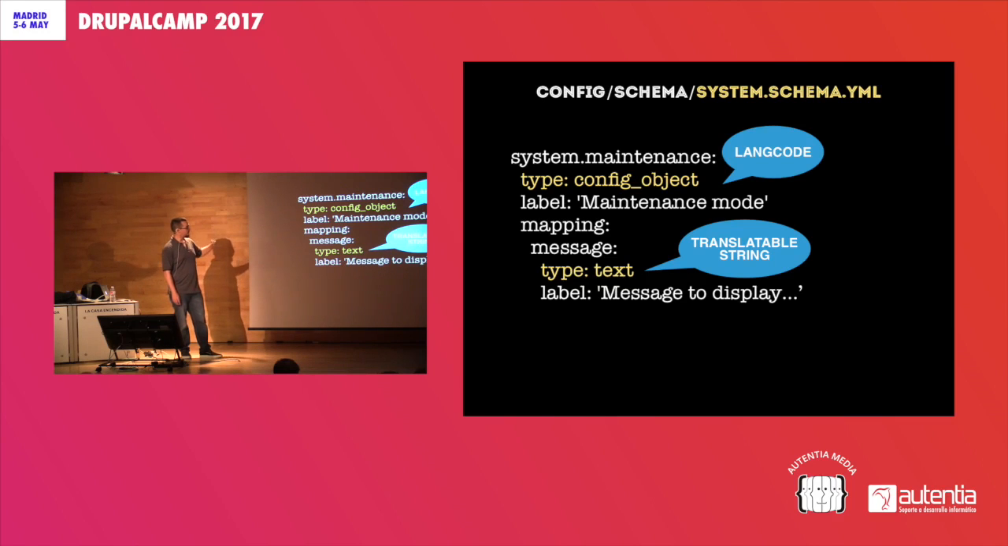So in your config objects, when you are defining your configuration, you say that this is a config object, and this will mean that you will have a langcode. And in your strings, you will say this is a text, so this will mean that you have a translatable string here. And the config translation module will build the UI for you for translating your configuration and everything based on these schemas.